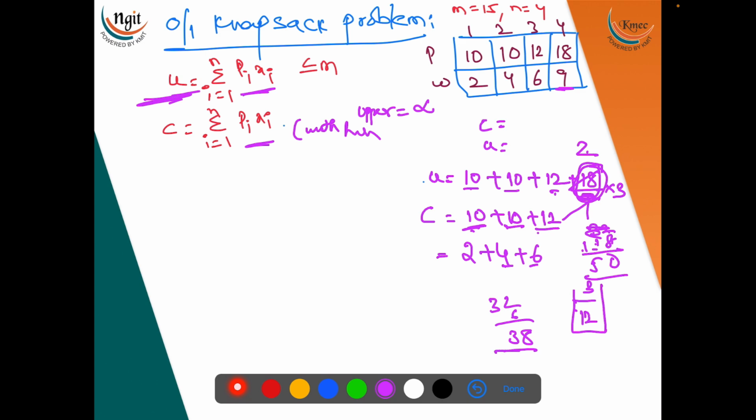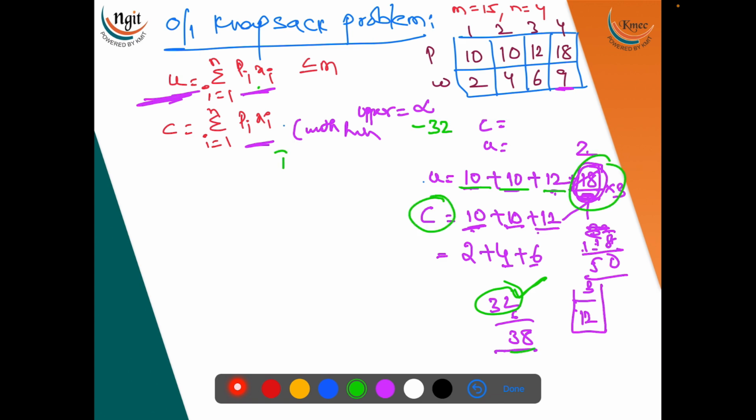So now the upper value I am taking with minus 32. This figure you have to take. Why this figure you have to take? Because I am not taking the u value with the fraction. So without fraction is what? 10 plus 10 plus 12. That is 32. And the c value is what? With the fraction, that's what it is, 38.